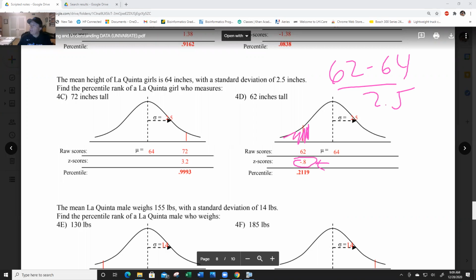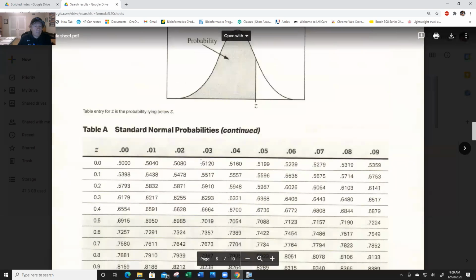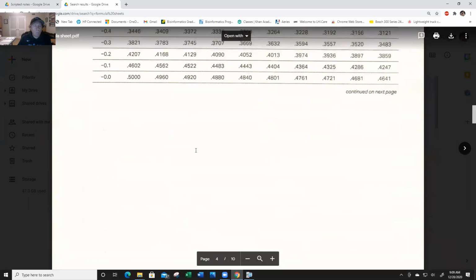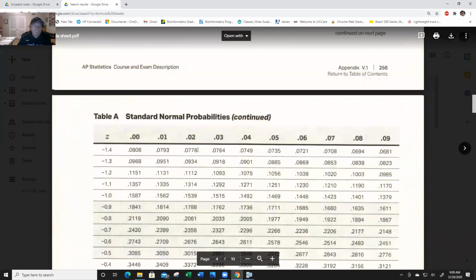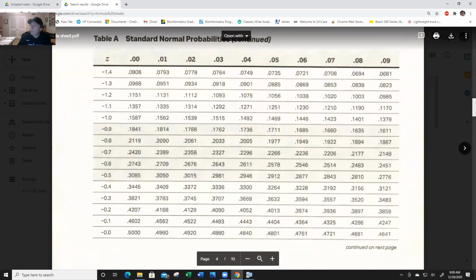No problem. I'm going to look at -0.80 first of all on the chart. -0.80. Okay, -0.80. It's a pretty easy one to find. First column, -0.80, 0.2119. All right.